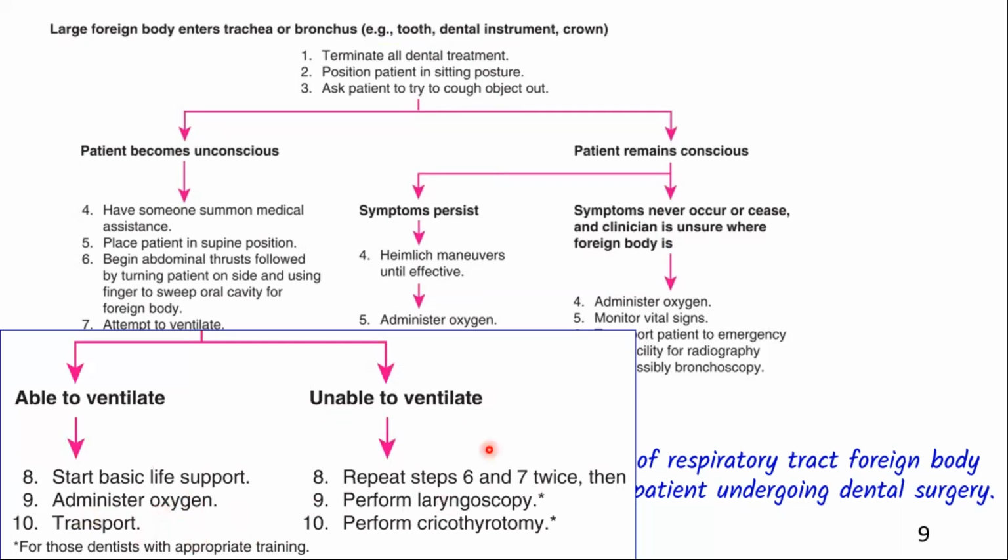If ventilation is not possible, repeat abdominal thrusts and finger sweep twice. If the airway remains obstructed, perform laryngoscopy to try to remove the obstruction with Magill forceps. If laryngoscopy is unsuccessful and the patient is hypoxic, an emergency cricothyrotomy may be necessary to establish an airway.